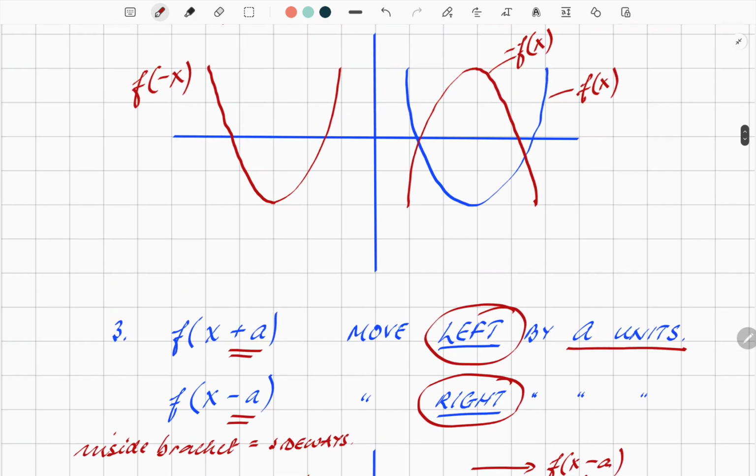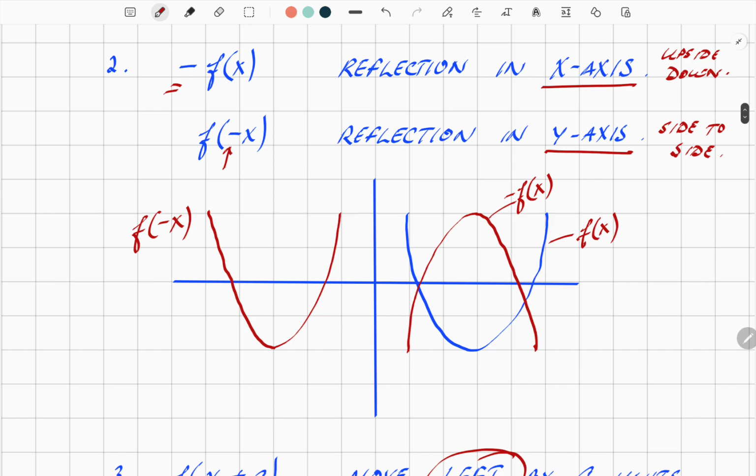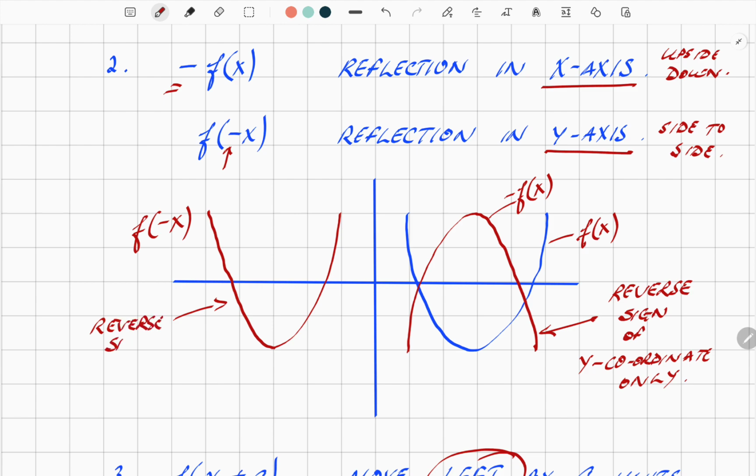all right? And just to retrace the thing here, in the reflections, in the minus f of x, that one, the y coordinate changes sign. So you reverse the sign of the y coordinate only. And for this one here, you reverse the sign of the x coordinate only. All right, I hope that makes sense. I should have mentioned that earlier.